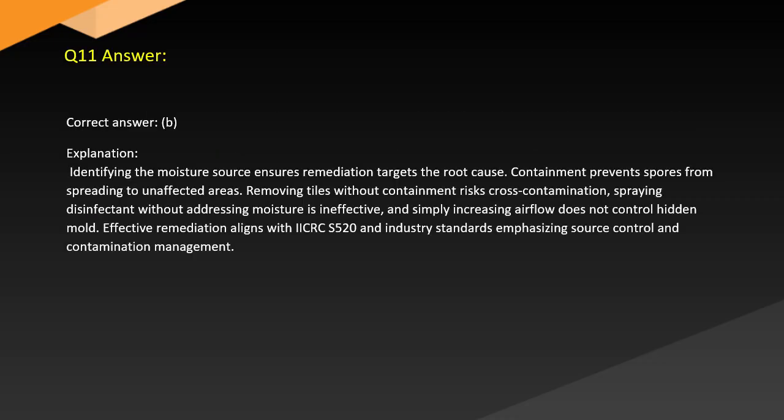Answer. Correct answer. B. Explanation. Identifying the moisture source ensures remediation targets the root cause. Containment prevents spores from spreading to unaffected areas. Removing tiles without containment risks cross-contamination. Spraying disinfectant without addressing moisture is ineffective, and simply increasing airflow does not control hidden mold. Effective remediation aligns with HVACR and industry standards, emphasizing source control, contamination management.